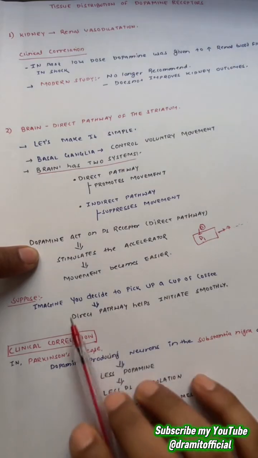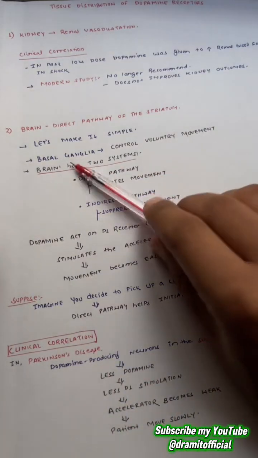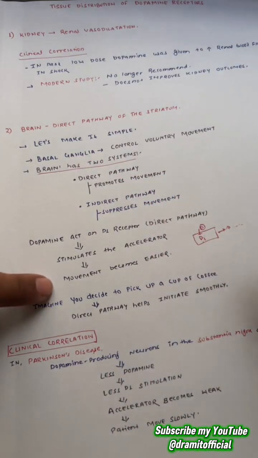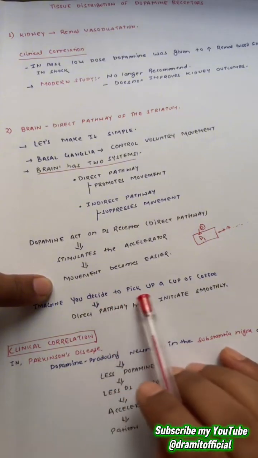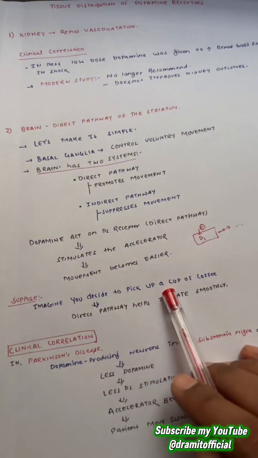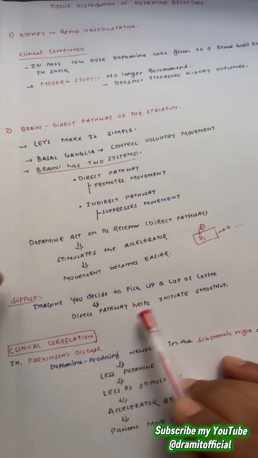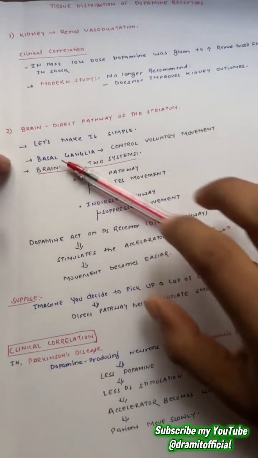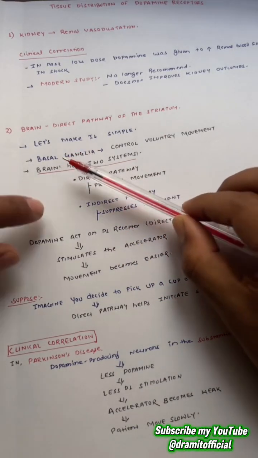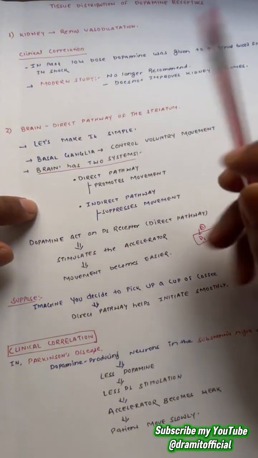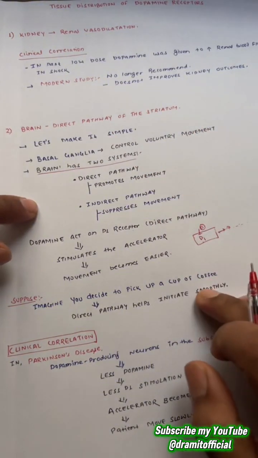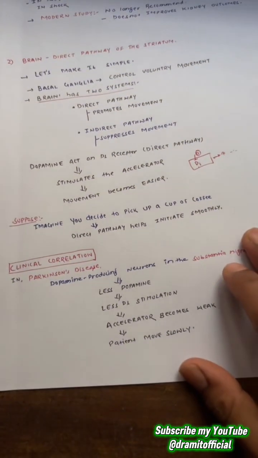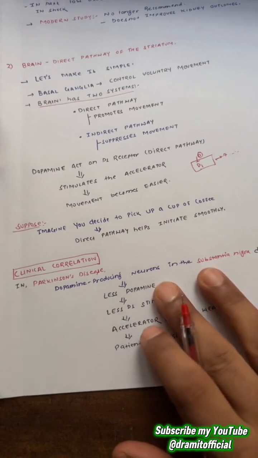Suppose that there is a cup of tea on the table, and you decide to pick up a cup of coffee or tea, then the direct pathway will help you to initiate smoothly. Or suppose this is a pen, if I want to pick up this pen smoothly, then the direct pathway is helping me. So what's the clinical correlation? Over here, we'll see.